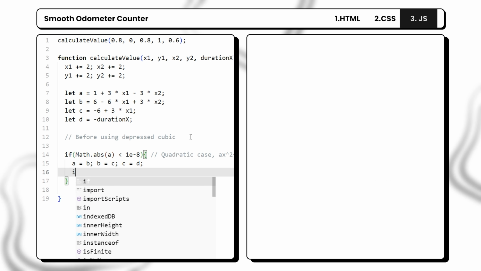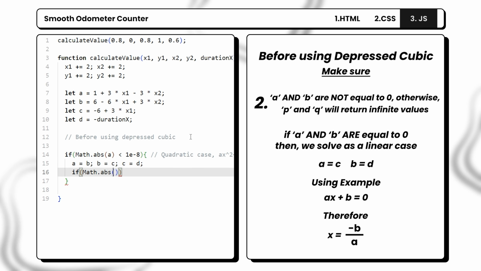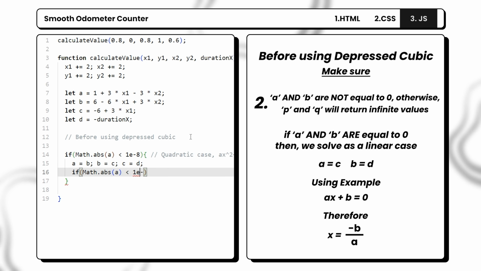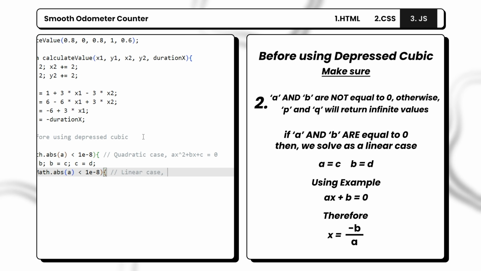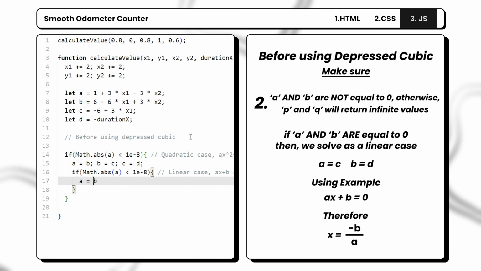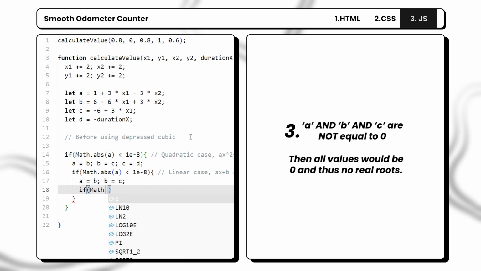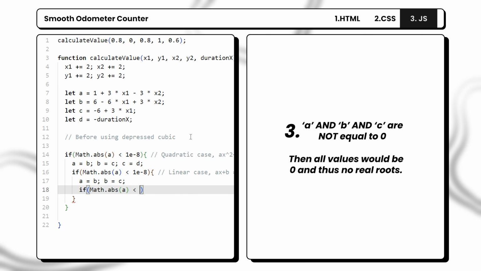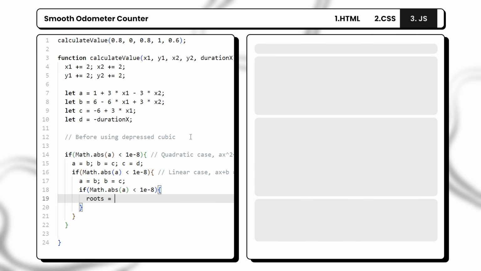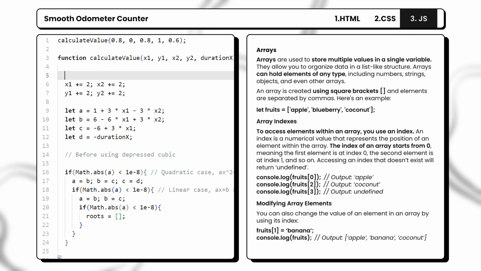And to turn it from a cubic to a quadratic case, we set a to equal to b, b to equal to c, and c to equal to d. And what we do now is check again if a is equal to 0, but because of the line above, what it actually means is if b is equal to 0, and if so, then it becomes a linear case. So for this we set a equal to b and b equal to c, and for the last time we check if a is equal to 0, which is actually checking if c is equal to 0. And if that's true, it just means there are no roots, so we set roots to an empty array, but now we have to declare roots at the top as well.